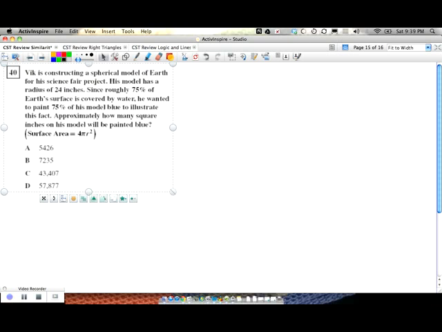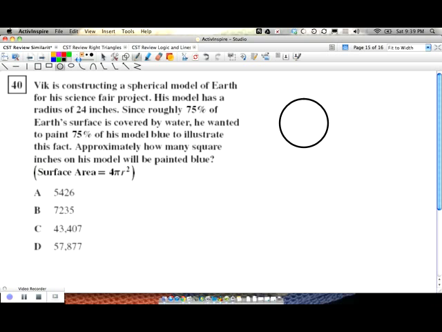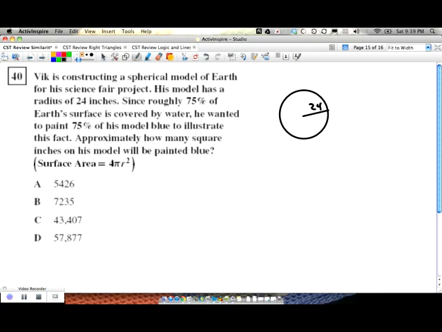Alright, let's look at this one. It says, Vic is constructing a spherical model of the Earth for a science fair project, and this model has a radius of 24 inches. So we got a circle. I'm going to go ahead and draw myself a circle, and I'm going to give it a radius. And we know that that radius is 24 inches.